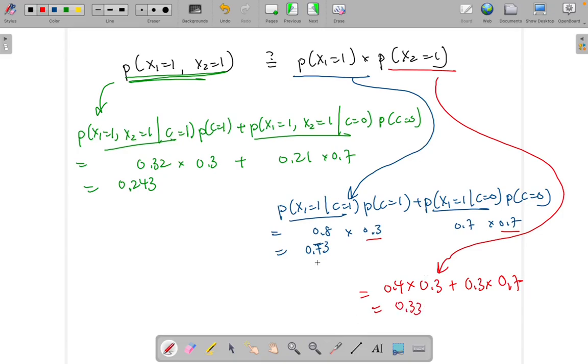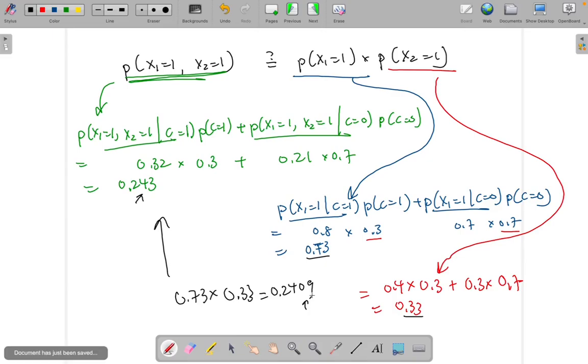And the question is, when we multiply 0.73 times 0.33, do we get the same value as this one? And the answer is no, we get a different value, right? These are different. So independence and conditional independence are not the same thing. Conditional independence does not imply independence.